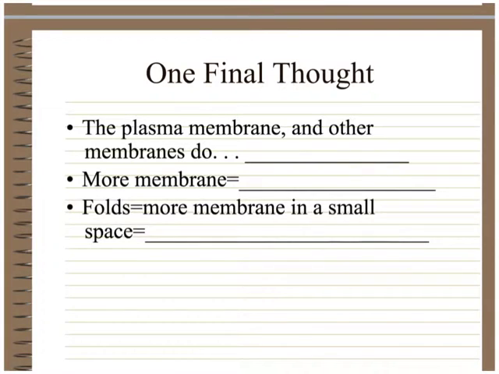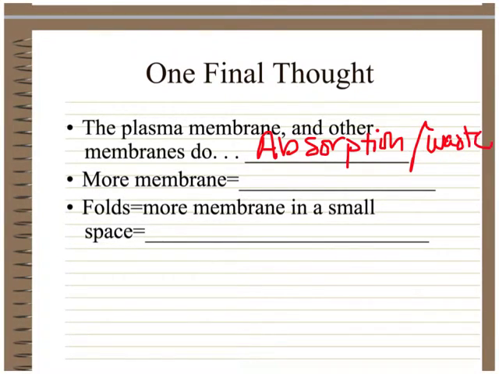All right, finally, why is this so important? Obviously, transport is important to individual cells, but remember that transport is responsible for the process of absorption and releasing waste, right? So you're absorbing things you need and you're releasing the waste. More membrane equals more absorption and waste release, right? So the more membrane that you can fit into a small space, the better, right?